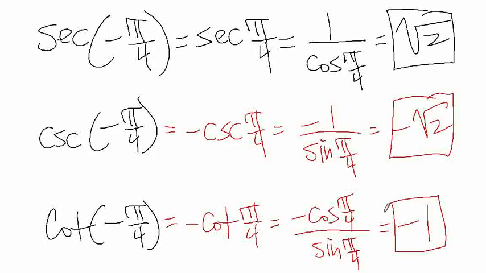Now, here's another type of problem you can do with these identities we've been talking about. So how about this one? What are all the possible values for the tangent of u where the secant of u is equal to 3?